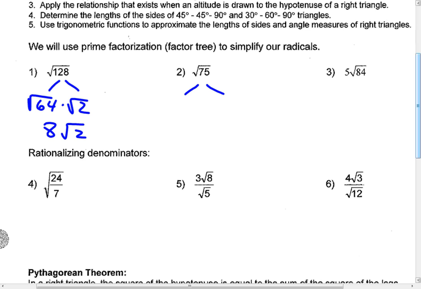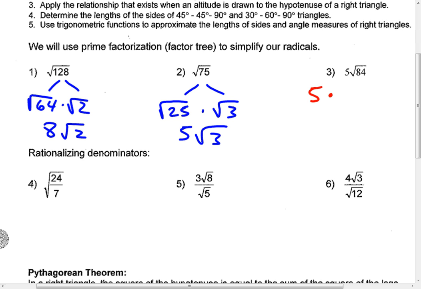What's a good perfect square to break up 75 into? 25 and 3? The mistakes we're seeing, people are continuing to put square roots where they don't belong. Once you find the square root of 25, do you need another radical there? No. What do you do when you have whole numbers on the outside of the radical to begin with, like in number 3?